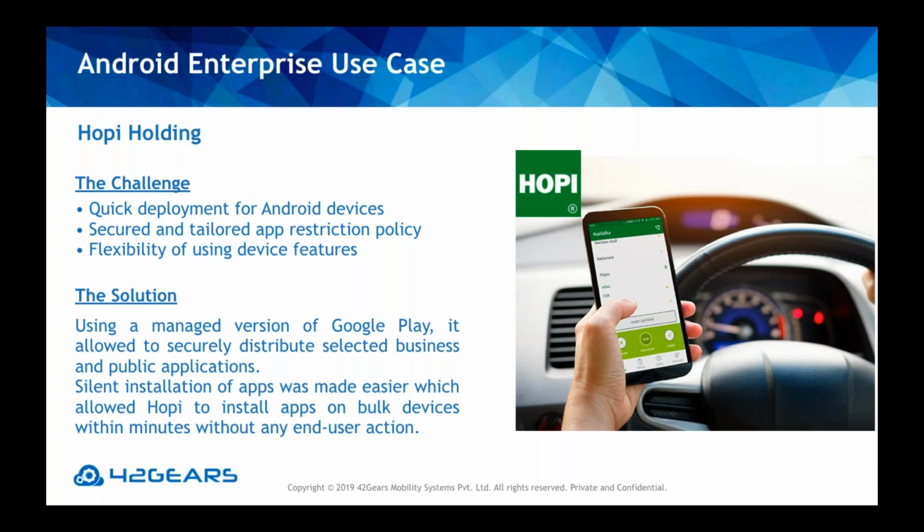Silent installation of apps was made easier, which allowed Hoppy to install apps on bulk devices within minutes and without any user action. Hoppy Holding was able to gain 380% on ROI with the 42 Gears solution. Also, the overall time taken to deploy devices reduced from several hours to just 5 minutes.